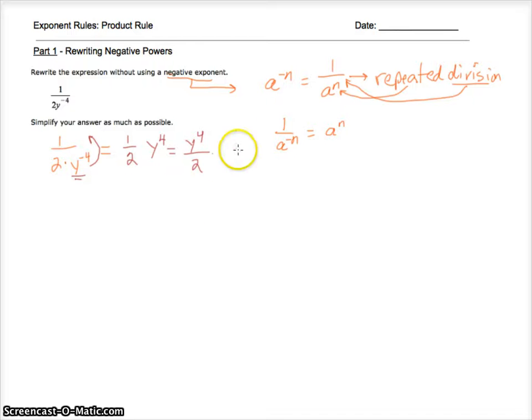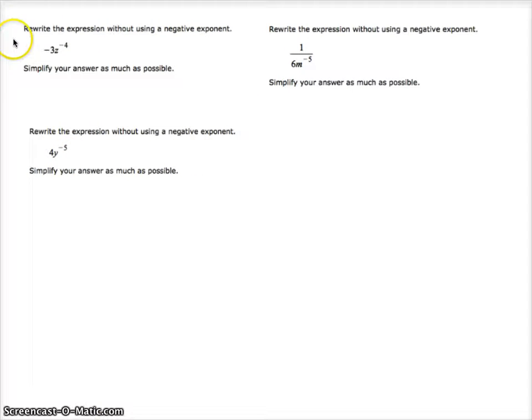Let's go look at a few more examples for applying this rule. Here we have 3 more problems. Let's label these A, B, and C so we know what we're referencing in the future. So we have A, B, and C. It says rewrite the expression without using a negative exponent. So I need to look at negative 3, and we'll just rewrite it. Negative 3 z to the negative 4th power.